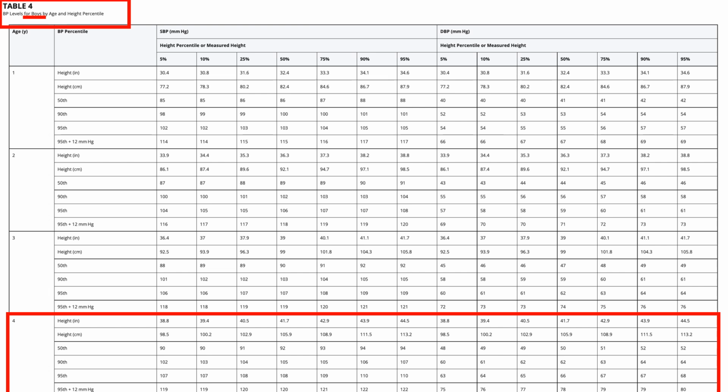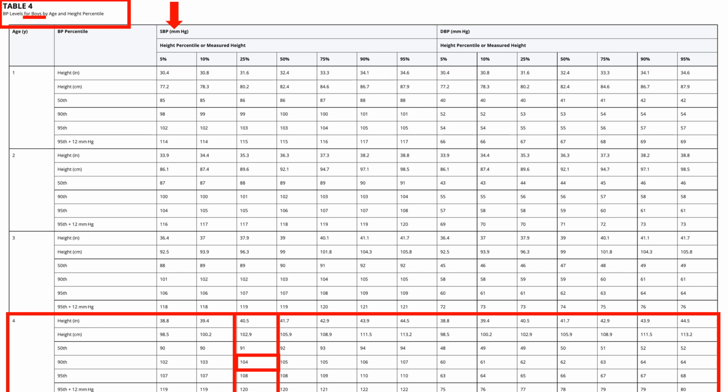Then next, I think about my blood pressure value. So I go ahead and start looking at the systolic blood pressure column. I have a height that I can use to start guiding where I'm going to look. These blood pressure tables are adjusted based off of the height percentile or measured height. And since I know my patient's height is 40.5 inches, I'm going to look at this column that's highlighted in red.